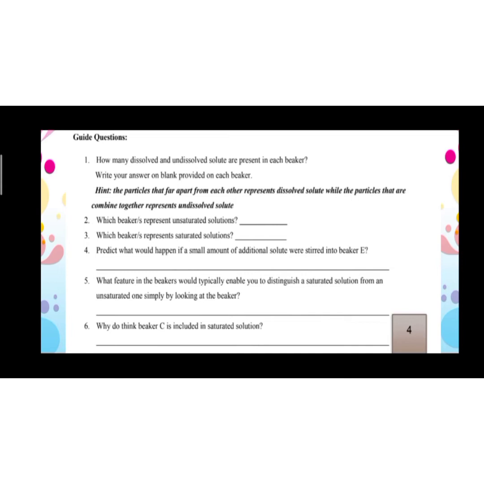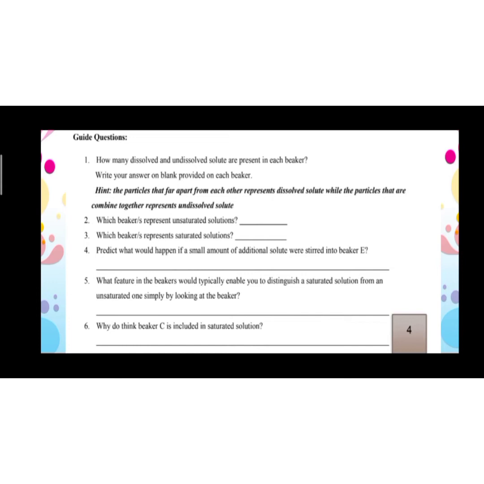Then number 3, which beakers represent saturated solution? Ano yung beaker na nagre-represent nung anong beaker siya? A, B, C, D, or E. Nakasulat din naman siya dun sa table. Then, predict what would happen if a small amount of additional solute were stirred into beaker E. Okay, kung dadagdagan pa natin ulit ng asin or particles ng solute, yung letter E, ano kayang mangyari? Matutunaw pa ba siya or hindi na?